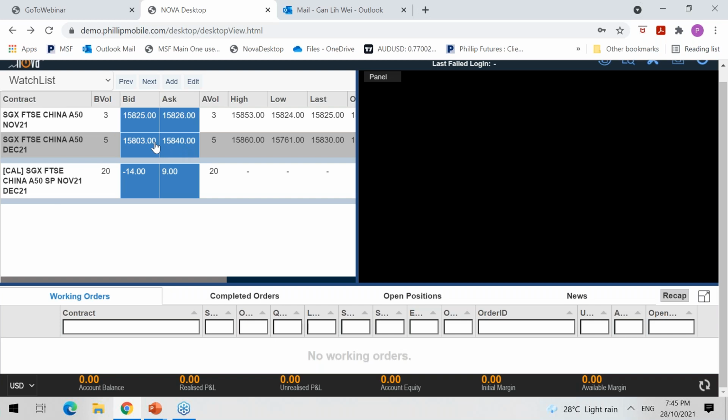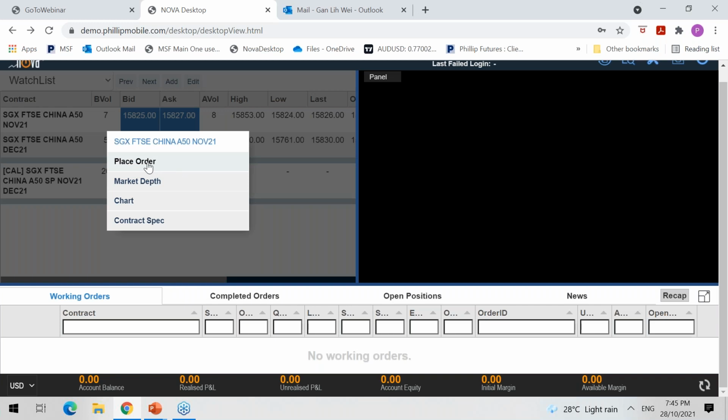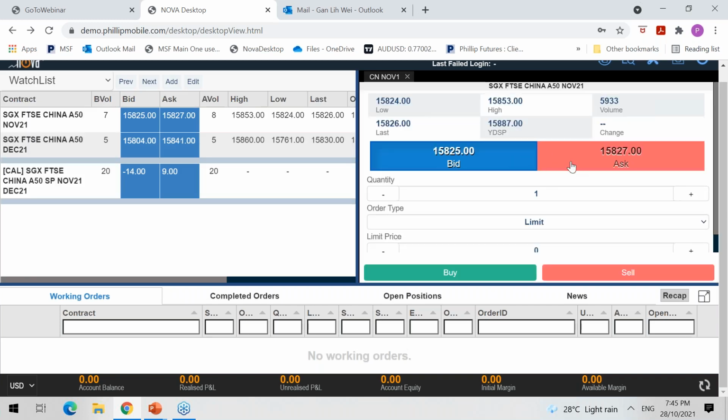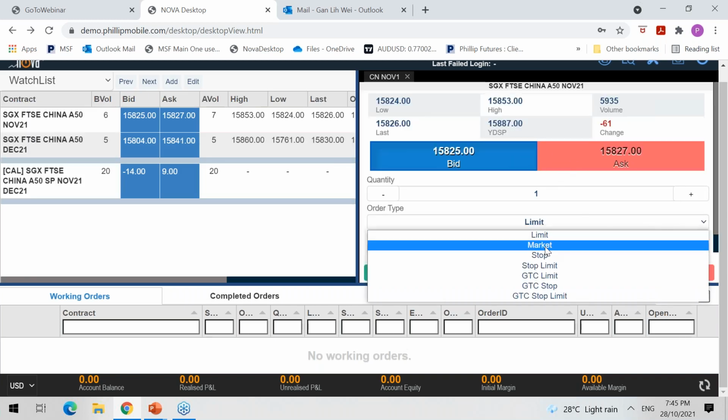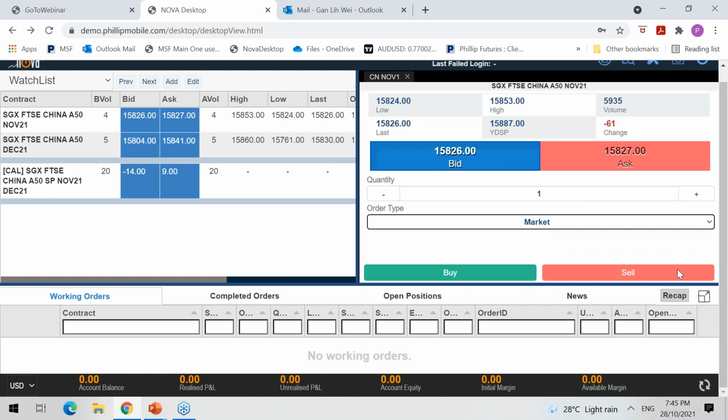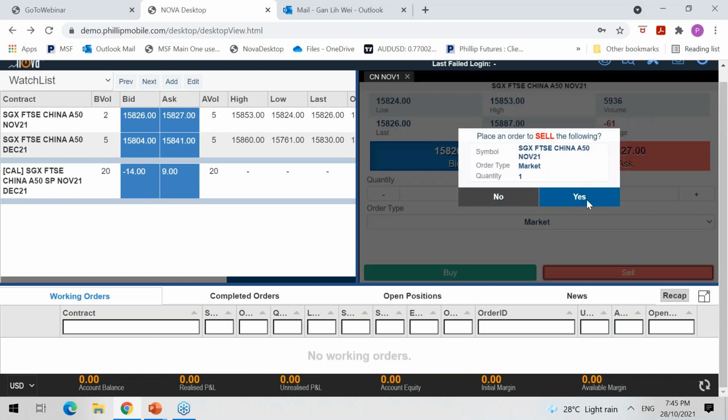Right. So let's start with an example of a position in December. Let's execute the buy trade. Just click on the November contract so we can roll over. We place the order, and then we want to do a market order to execute. Let's say we have a short position to sell, right? So we sell the position at the market price of 15826. Click sell. Do you want to sell? Yes, one lot.